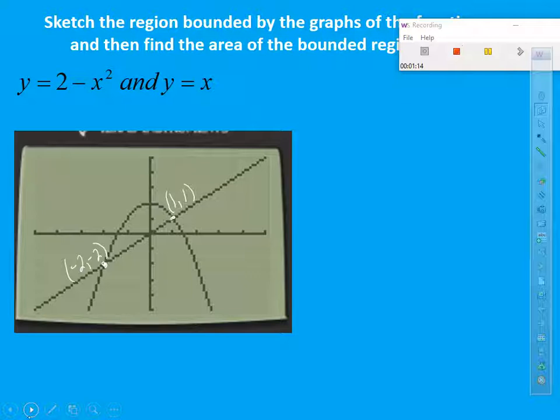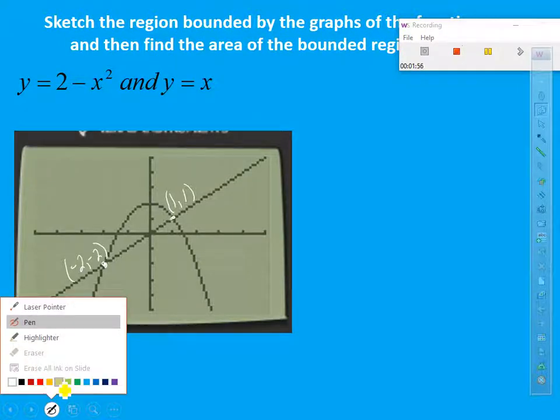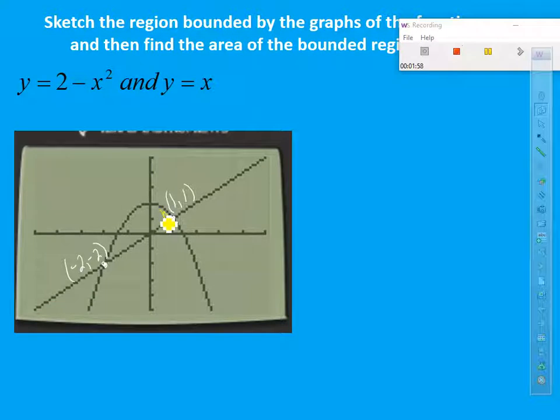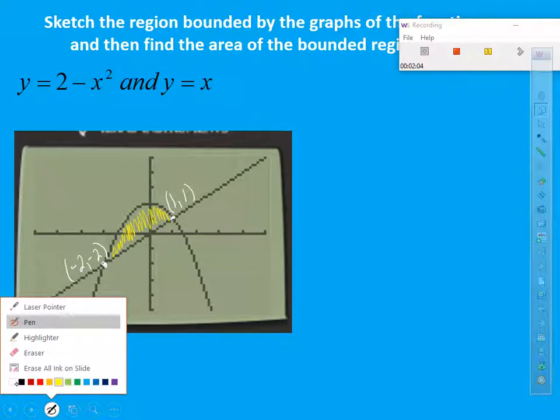So guys, I graphed the parabola 2 minus x squared. It's right here. And I graphed the line y equals x right there. Here's what we're going to be finding. We're going to find the area of the part enclosed by those two graphs. So really, if you look at it, we're going to be finding the area of this part right here.